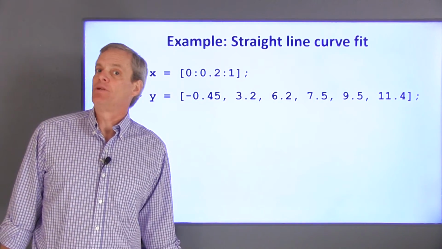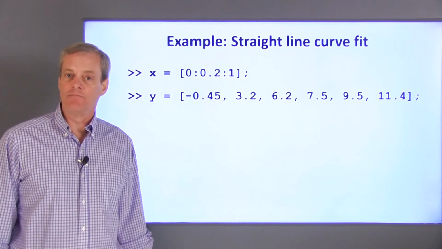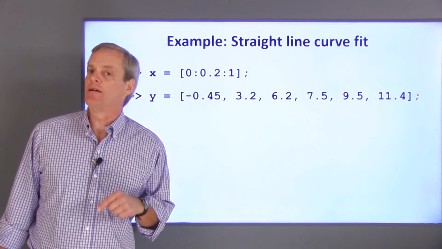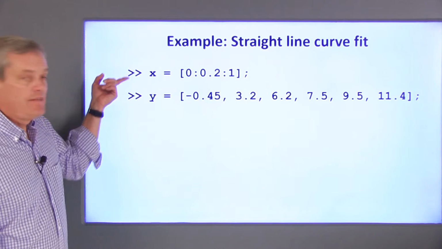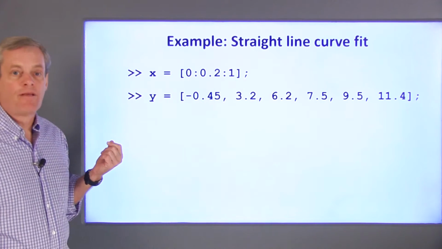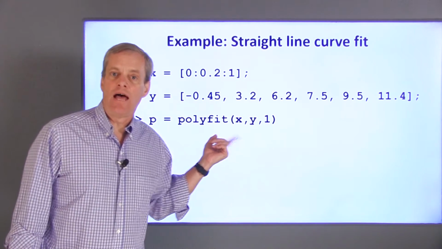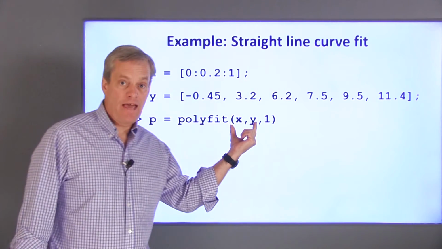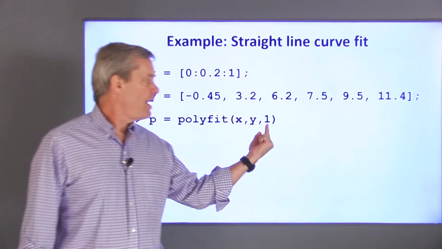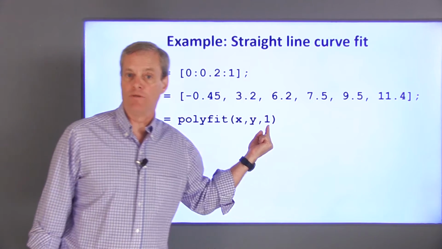Next, I'll do an example of how to fit a straight line to some data and display the original data along with the curve fit. These are my vectors of data points. I can fit a straight line using the polyfit command on the x and y data and specifying that I want a first order polynomial.